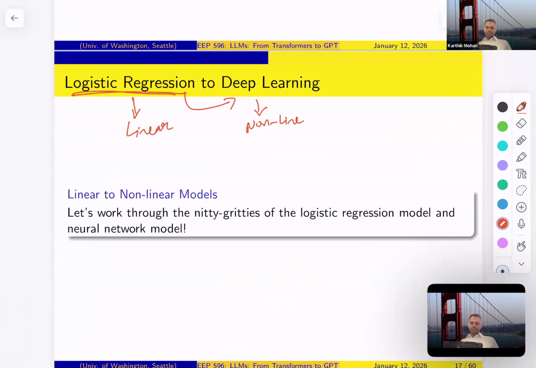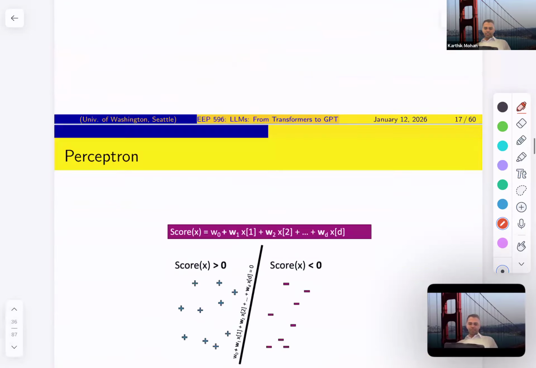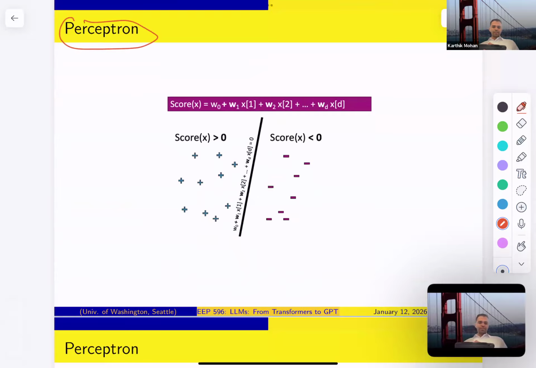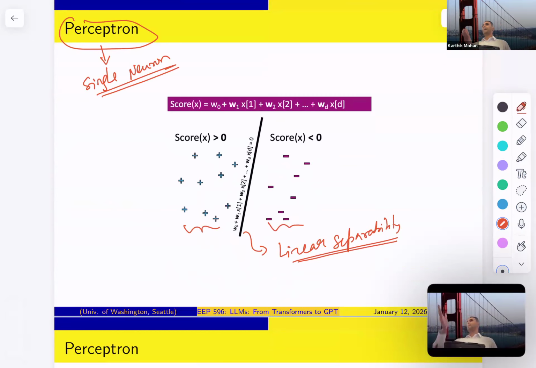So that's one, but there is actually more. So let's work through the nitty-gritties of logistic regression and the neural network model. The idea of perceptron, which we spoke about last time, is like a single neuron, with practical applications to differentiate positives from negatives through a linearly separable layer, right? So if you have linear separability, if data points like the positives and negatives can be separated by a line, that's the simplest way to differentiate two classes, and logistic regression applies in that case.